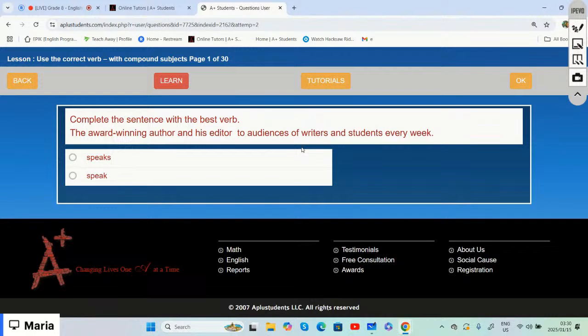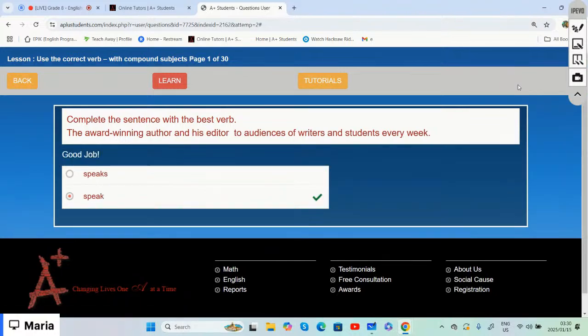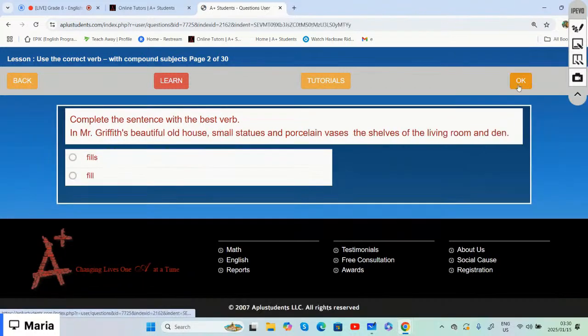And we can say that the award winning author and his editor, so "and", which means that it is both of them, we can say speak audiences of writers and students every week. All right, so speak is correct.